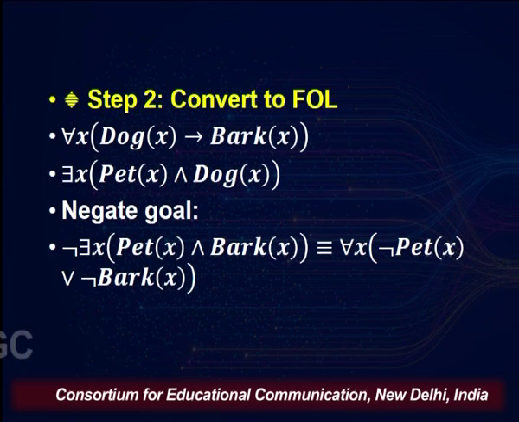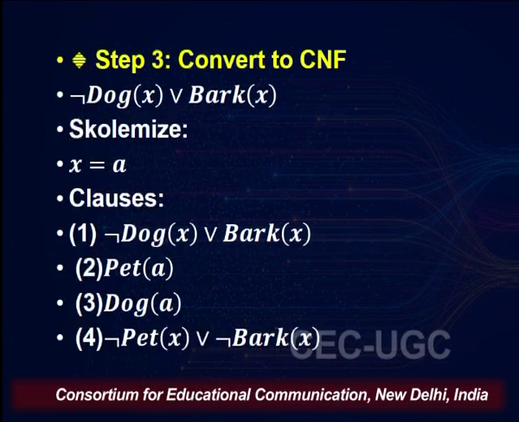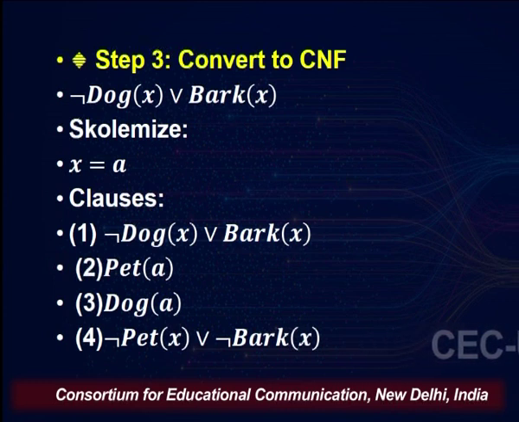With these clauses we need to resolve them, but before that the conversion into CNF is left. When we want to convert negation of dog(x) or bark(x), we need to Skolemize, and we are taking x equals a. So, the clauses will become negation of dog(x) or bark(x), pet(a), dog(a), negation of pet(x) or negation of bark(x).